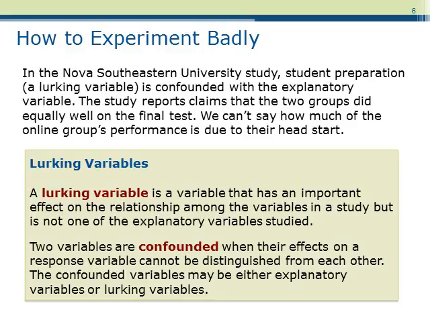Furthermore, returning to our study, the effect of student preparation is not distinguishable from the learning environment. Hence, these variables are confounded. Two variables are confounded if their effects are indistinguishable from one another. Confounded variables may be either explanatory variables or lurking variables.